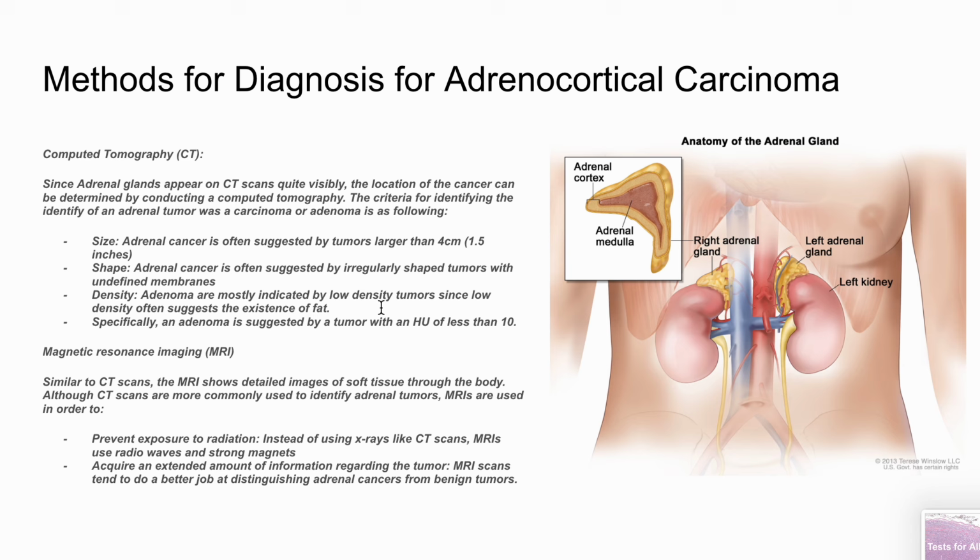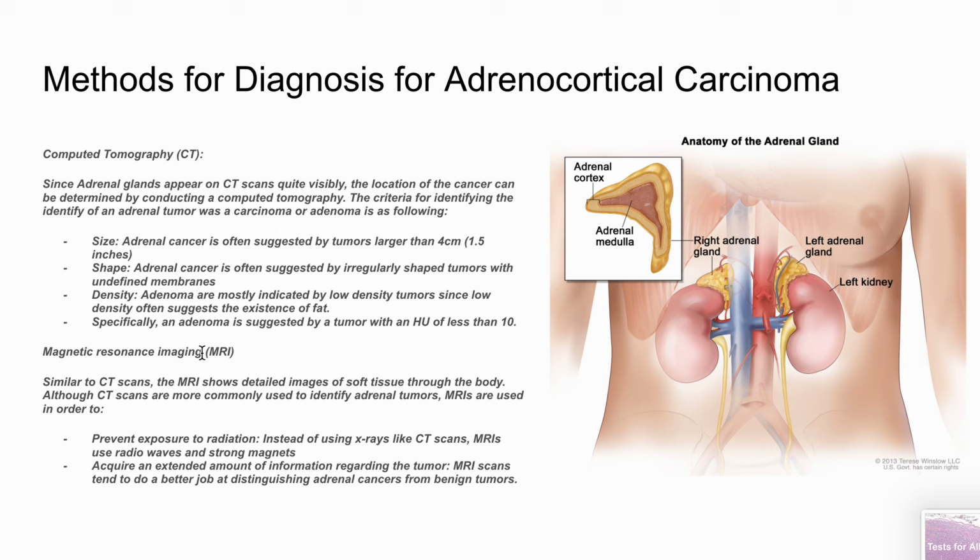Now, the criteria for identifying the adrenal tumor as a carcinoma or adenoma is as follows. First, their size. Adrenal cancer is often suggested by tumors larger than 4 centimeters, which is around 1.5 inches.